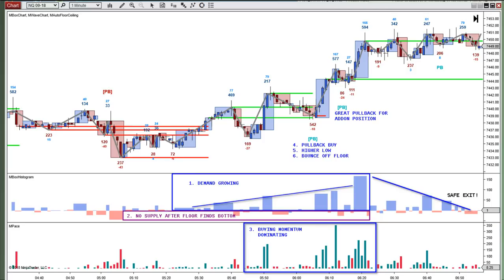At this point, it doesn't look like price is going to fall. We've got a plus 3, plus 8, minus 15, and we've still got demand here. But this is a safe exit. We begin to range around the ceiling line, and if we got in here and put an add on here, that's pretty good profit. So let's move on.